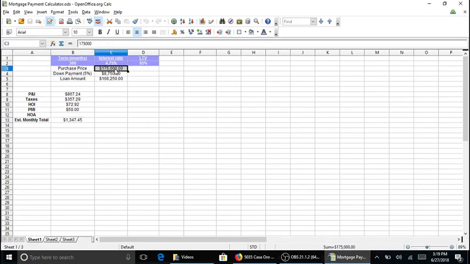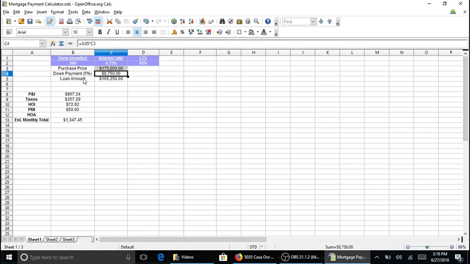Let's go ahead and type in the purchase price here. So 175,000. Let's assume that on a conventional mortgage loan you're going to make a 5% down payment off of your purchase price, right? 5% would be approximately 8,750.